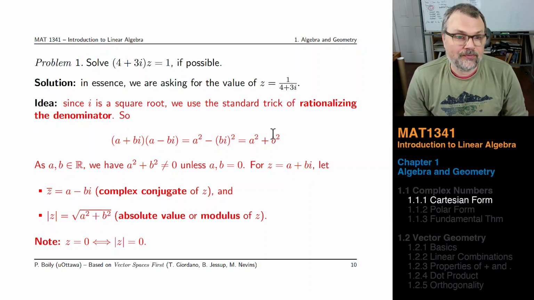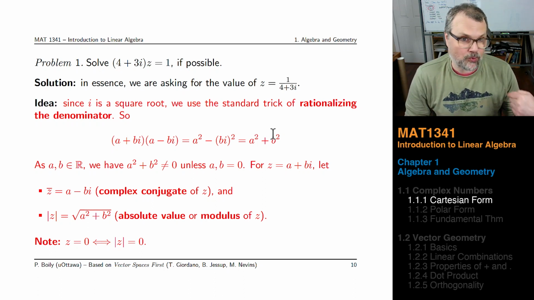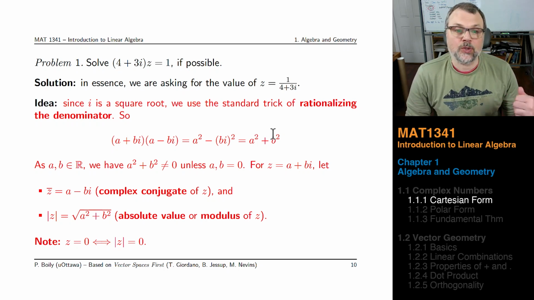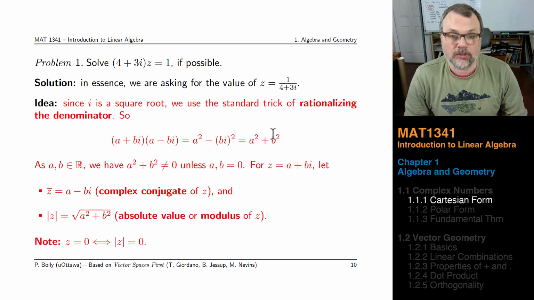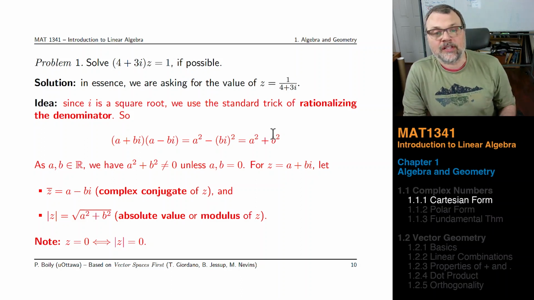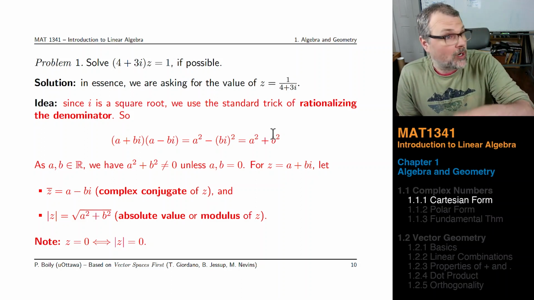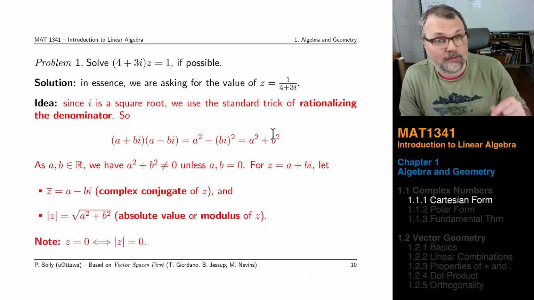Now, if a and b, the real part and the imaginary part of the original number, are not equal to 0, we will have that a squared plus b squared is not equal to 0. And when I say that a and b are not equal to 0, what I mean here is that as long as one of them is not equal to 0, then the sum a squared plus b squared is going to be different from 0.